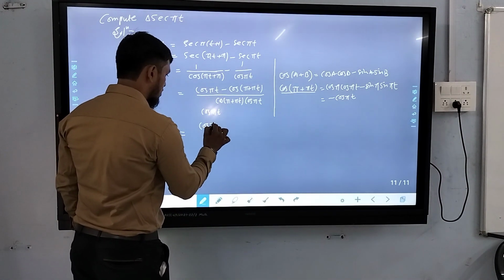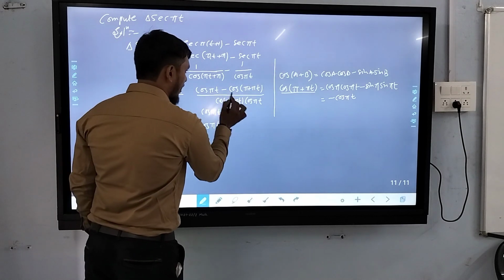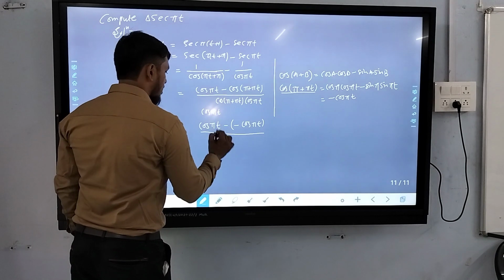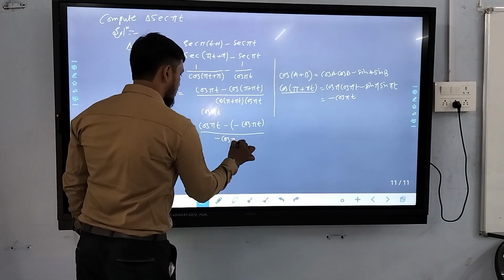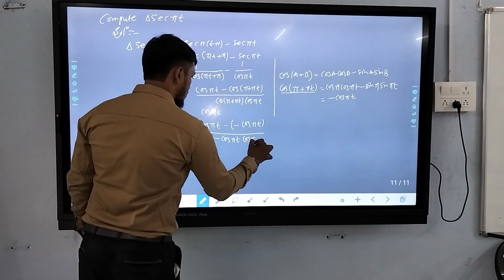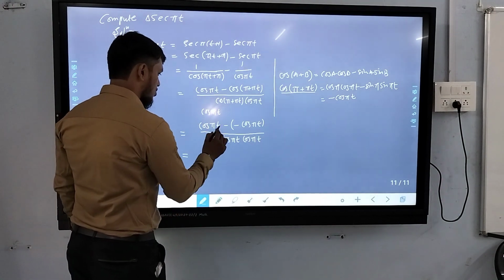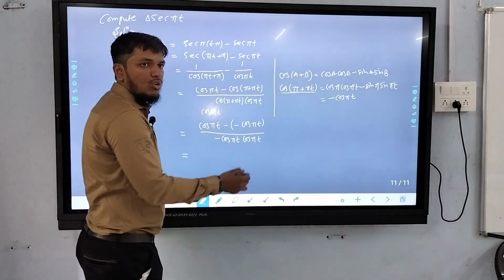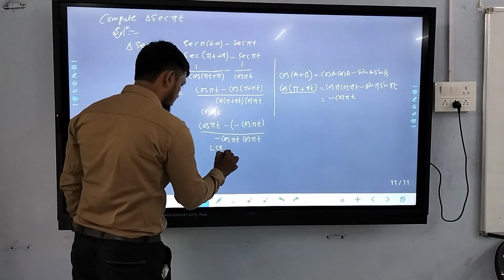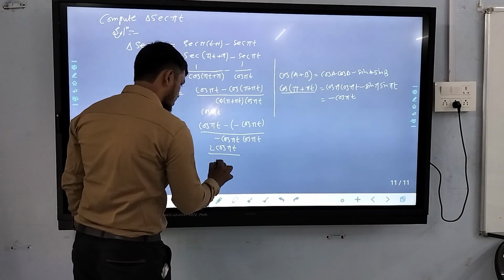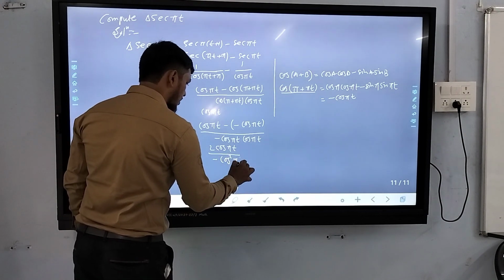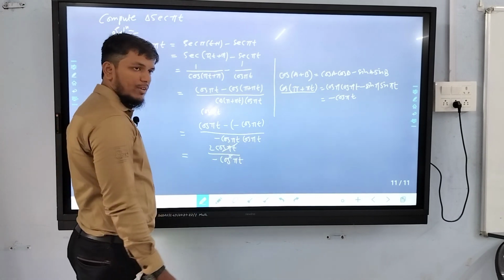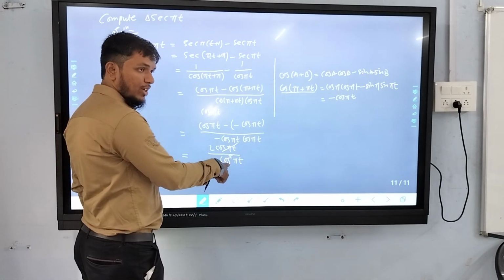So this first cos pi t is as it is, then the negative side, and the value of this is minus cos pi t. Same here, it is minus cos pi t, and another is cos pi t. So negative and negative become positive. So cos pi t plus cos pi t is twice cos pi t. And upon this is negative cos square pi t. Now this cos pi t will be cancelled with one cos pi t.